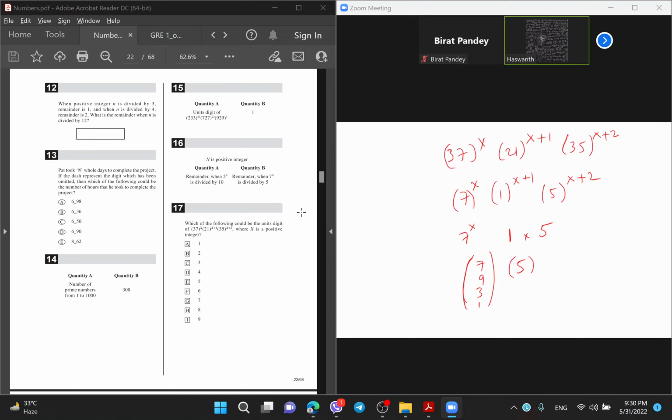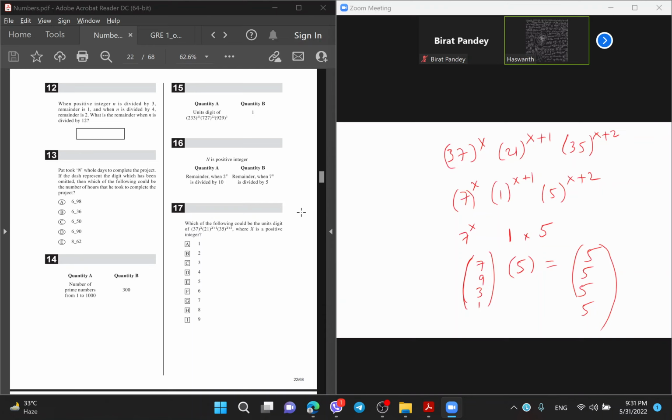Now when you multiply with 5, 7 into 5, 35 will end in 5. 9 into 5, 45 will end in 5. 3 into 5, 15 will end in 5. 1 into 5, 5 will end in 5. Any odd number multiplied by 5 will end in 5 only. So irrespective of the value of x, we get this units digit as 5. Whatever value of x, it doesn't matter, because 7 power x has only 4 possibilities, either 7 or 9 or 3 or 1, but any of these numbers when multiplied by 5 ends in 5. So we just select 5 here.